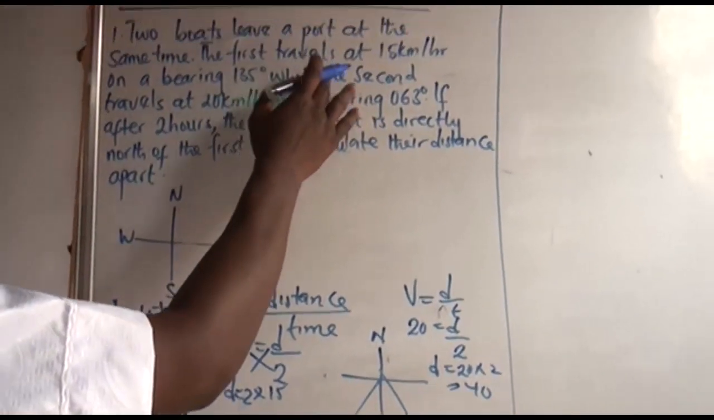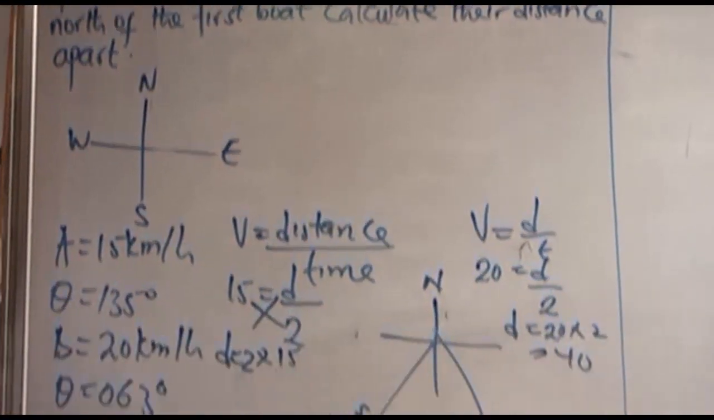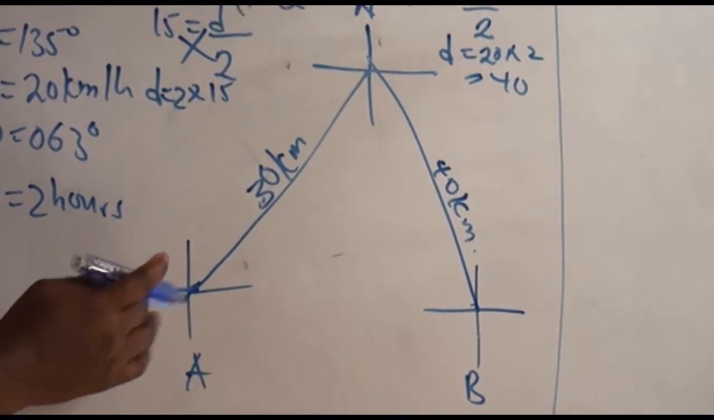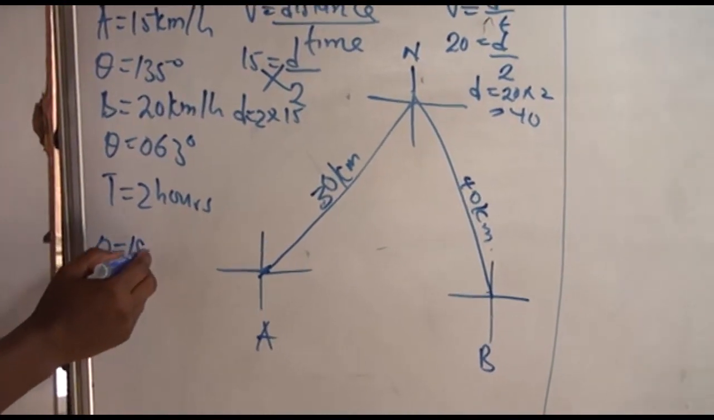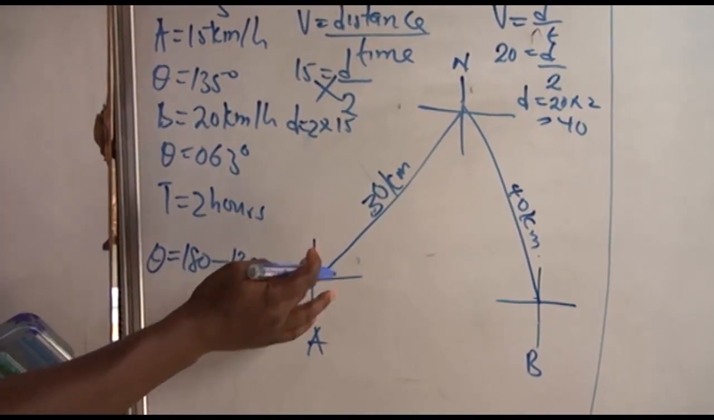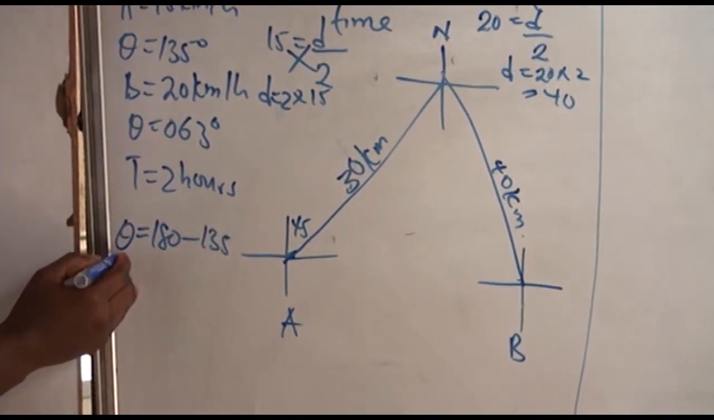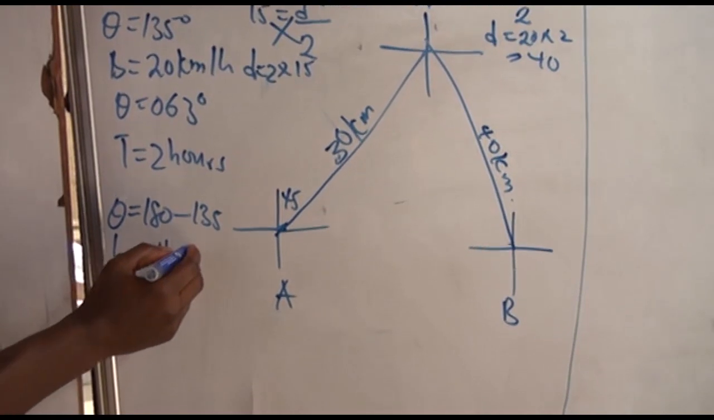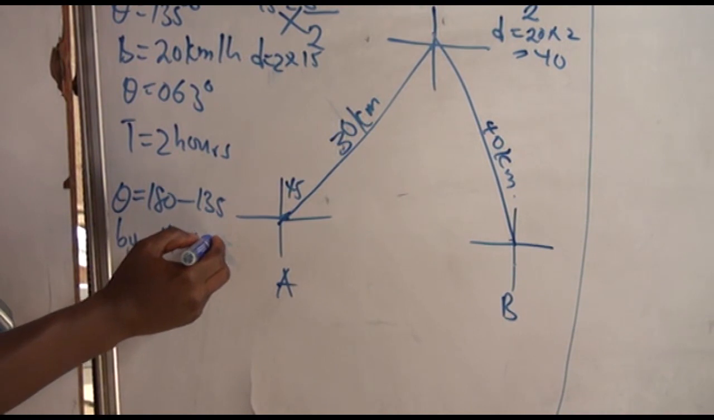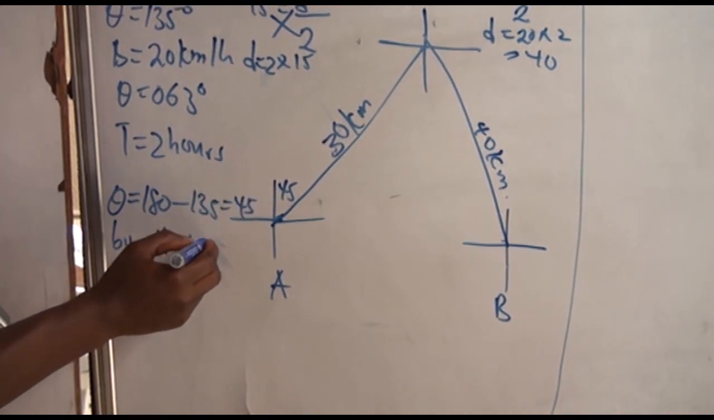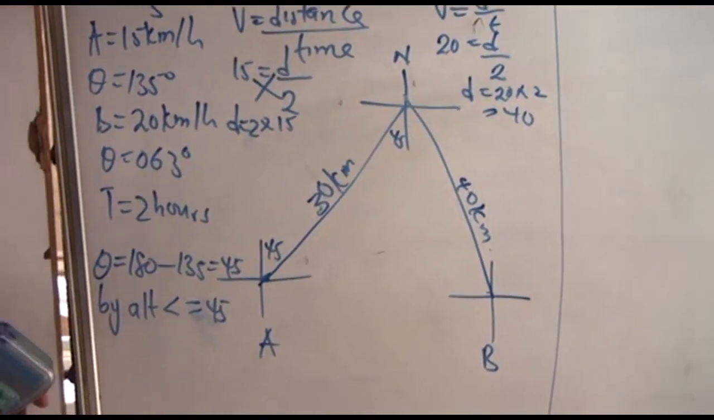Let's see the bearing of the first one. The first boat travels 15 kilometers per hour on a bearing of 135 degrees. Our angle theta equals 180 minus 135, which is 45. So by alternate angles, this is 45.